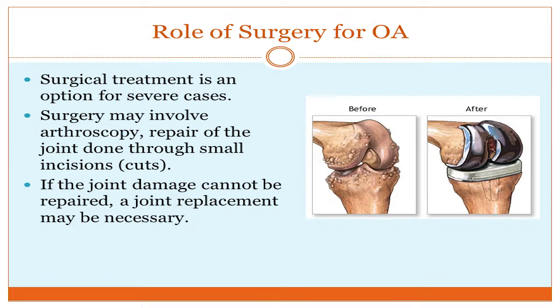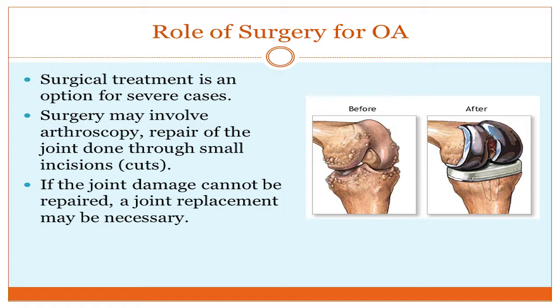So again, we mentioned bone-on-bone arthritis and the effect that it can have on a person's ability to function, and it's good to have the surgical options for these severe advanced cases. Surgery can involve arthroscopy, which is an attempt to repair the joint through small incisions made in the skin. However, in more advanced cases, such as with bone-on-bone arthritis, that won't work. If the damage is really beyond the point of a simple repair, a total joint replacement may be necessary.